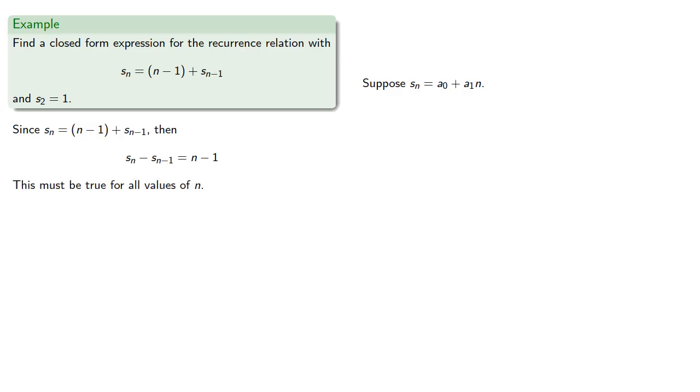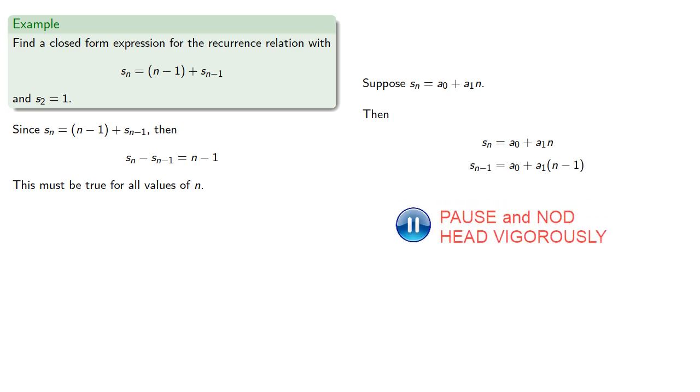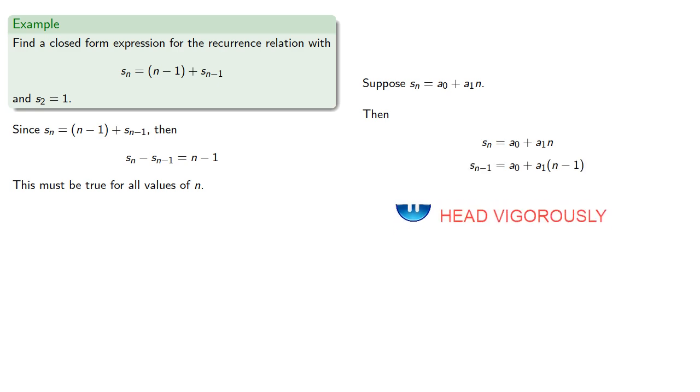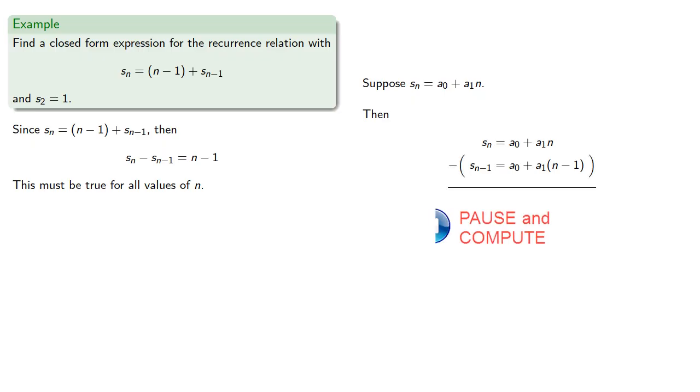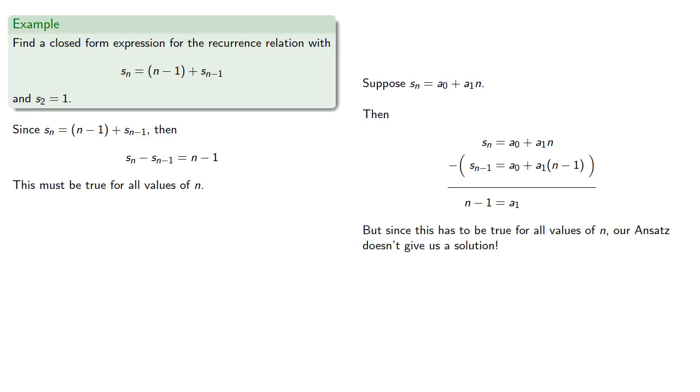So if Sn is a linear function, then Sn minus 1 is, and I can look at that difference, which will be, but since this has to be true for all values of n, our ansatz doesn't give us a solution. And so we should try a different ansatz.